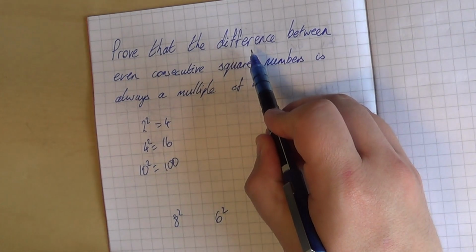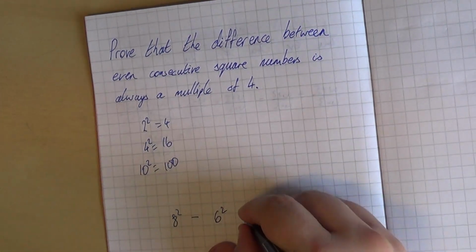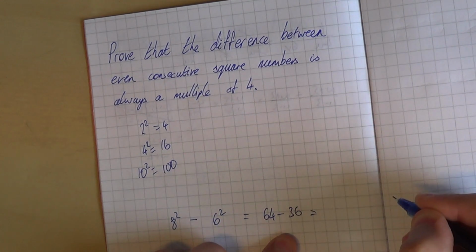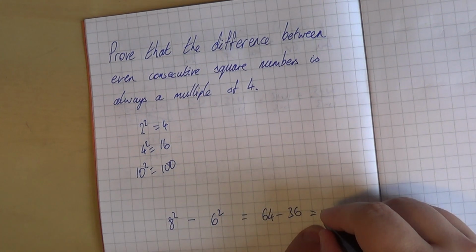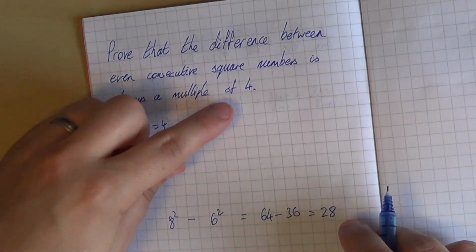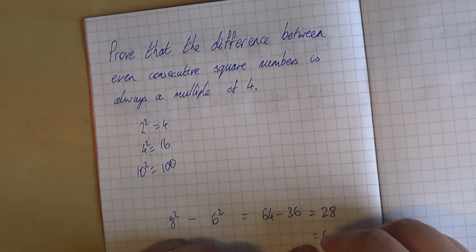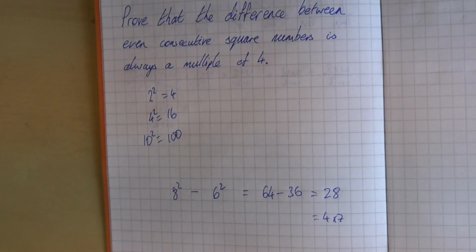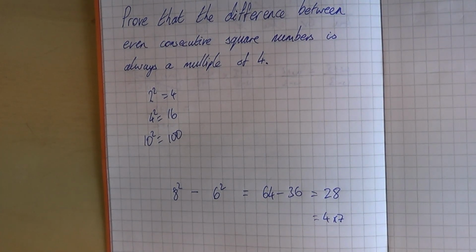And difference, you need to know, it means subtract. So we can do this numerically, and we get 64 take 36, which is something, I don't know, 18? Can't be 18, 28 would be good. 28 is good. And is that a multiple of 4? Well, that is 4 times 7. Right, this is not a proof. All we've done is we've shown that it's true for one case.